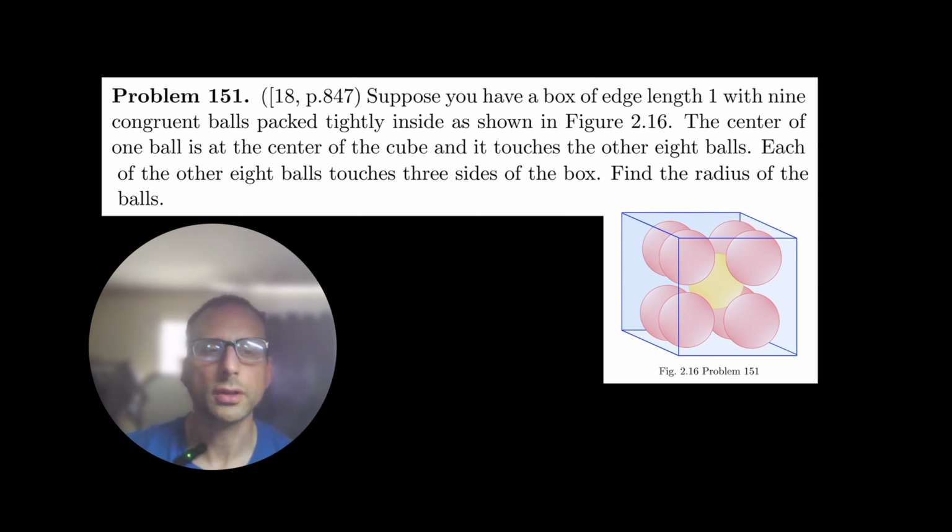Suppose you have a box of edge length 1 with non-congruent balls packed tightly inside as shown in figure 2.16. The center of one ball is at the center of the cube and it touches the other 8 balls. Each of the other 8 balls touches 3 sides of the box. Find the radius of the balls.